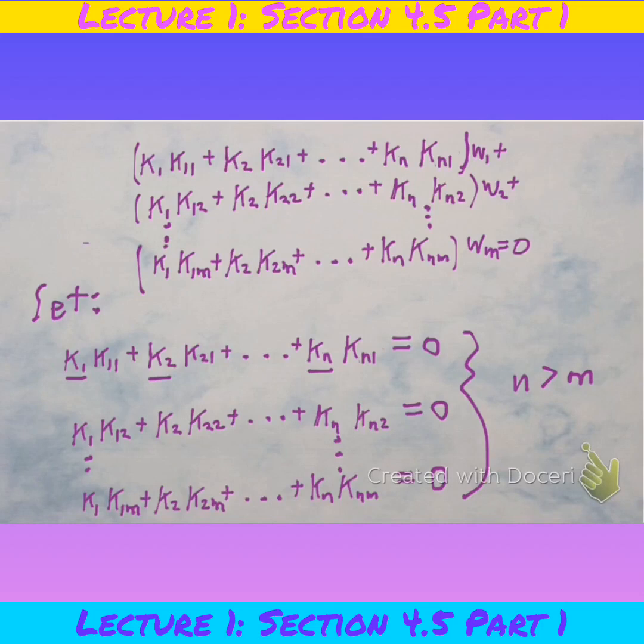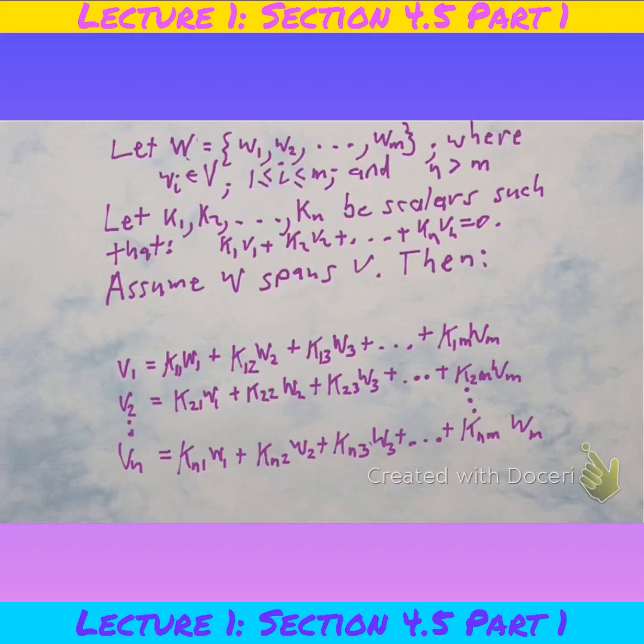Now I've got more unknowns than equations, and a homogeneous linear system that's got more unknowns than equations has non-trivial solutions. It's got at least one non-trivial solution. So if we go back and look at this equation here, it turns out that I can find non-trivial values for k. So what's that going to imply? It's going to imply that my v's are not linearly independent.